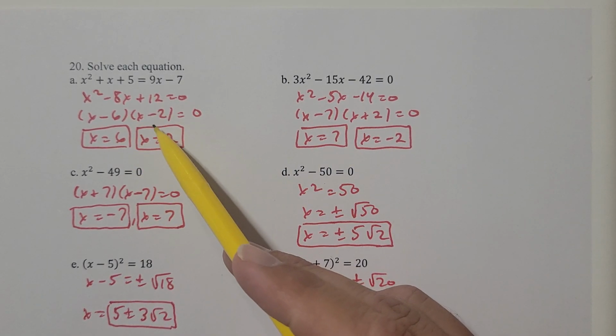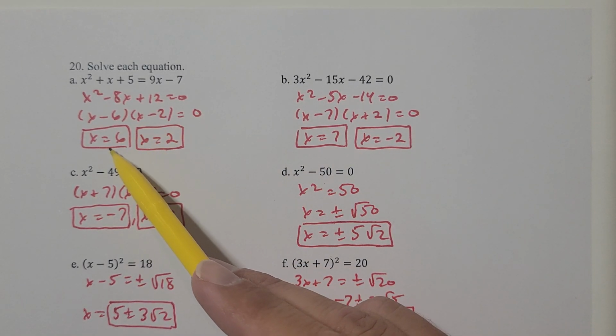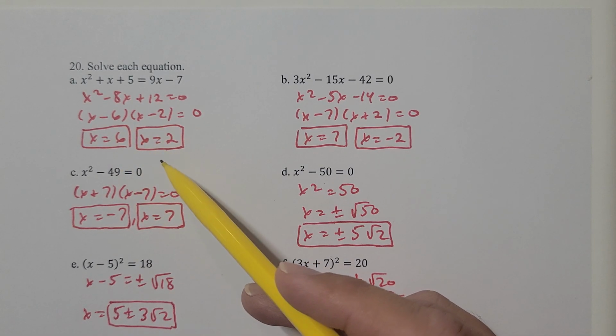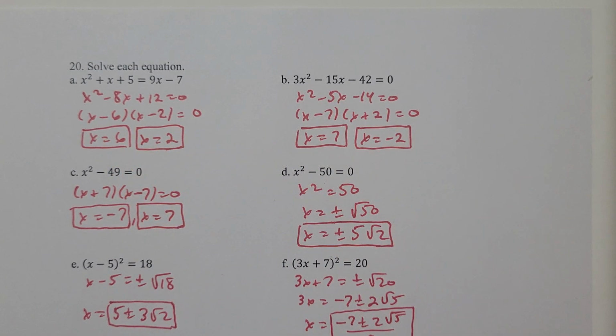And then if I set each factor equal to 0, x minus 6 equals 0 means that x is 6. x minus 2 equals 0 means that x is 2. Those would be the two answers. By the way, whenever I have a quadratic equation, which is what I have here, I will always have two answers. That will always happen.